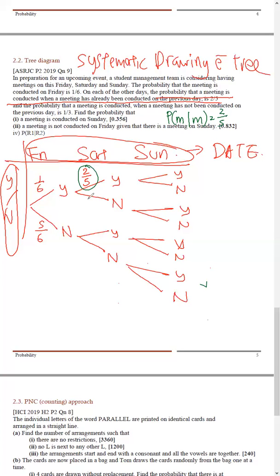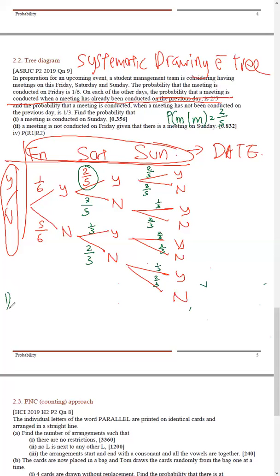On the other hand, this will be 3 over 5. So no, this will be 1/3 as given by the question, and this will be 2/3. And so we will continue to fill in with the same conditional probabilities: this will be 2 over 5, this will be 3 over 5, this will be 1 over 3, this will be 2 over 3.